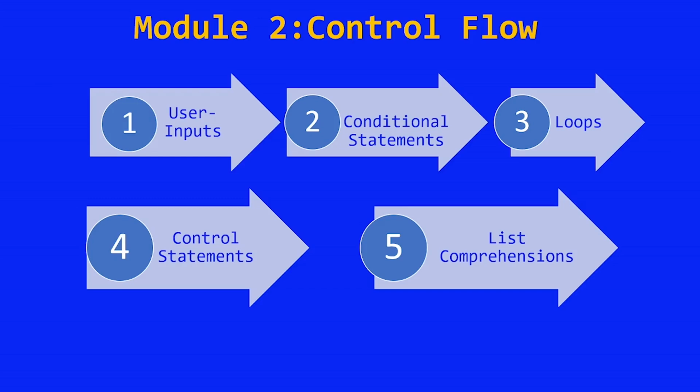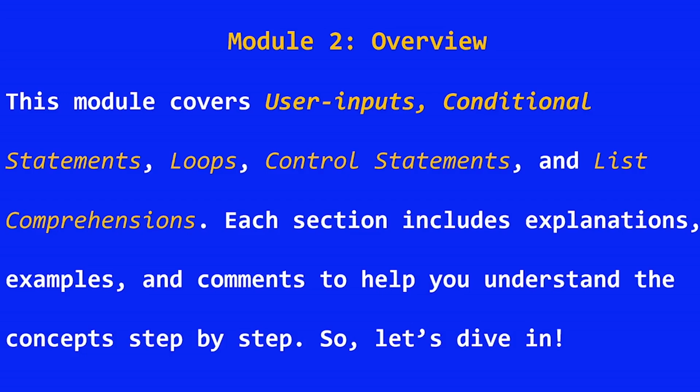So today we're going to look at module 2, which entails control flow, and we have subtopics such as user inputs, conditional statements, loops, control statements, and list comprehensions. So this module covers user inputs, conditional statements, loops, control statements, and list comprehension. Each section will include explanations, examples, and comments to help you understand the concept step by step. So let's dive in.